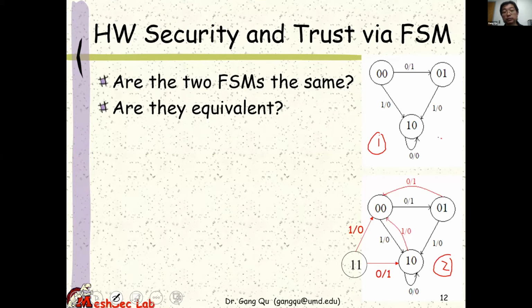Most graduate level logic synthesis courses discuss this. To check whether two state machines are functionally equivalent, you have a formal method called the product machine. If you build a product machine, you can verify that indeed these two state machines are equivalent. Assume that this is our initial state, and this is also the initial state. In state machine 2, all the dark, black edges are the same as in state machine 1, and the red edges are the new edges.